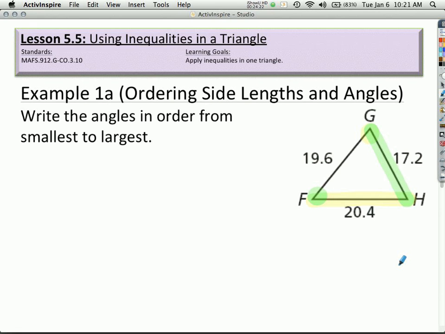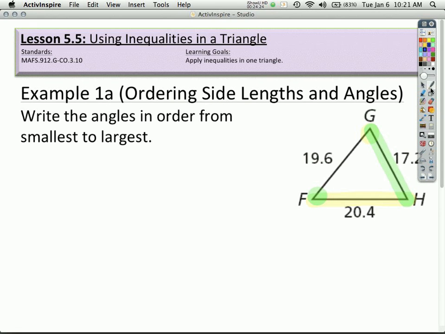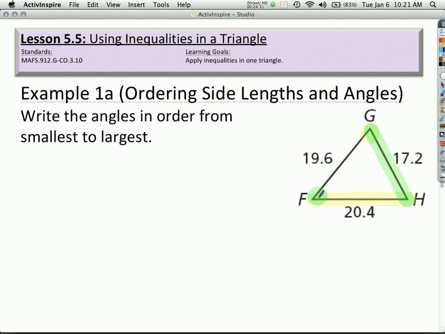And so that automatically tells us which angles are which. So segment GH is the smallest side, angle F is going to be the smallest angle. The middle length side is FG, and the angle opposite it is angle H. So angle H will come next.